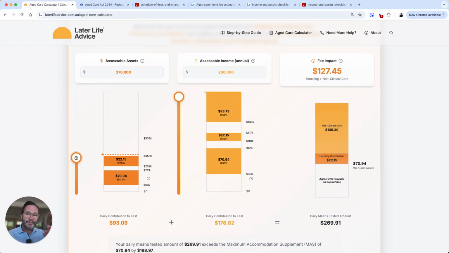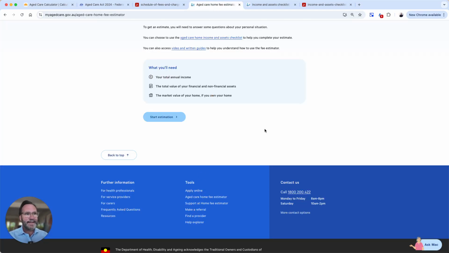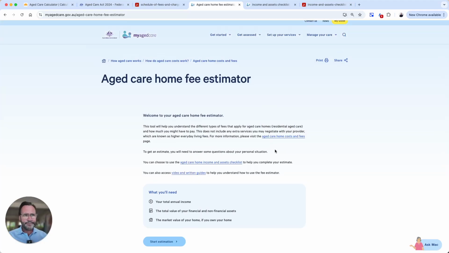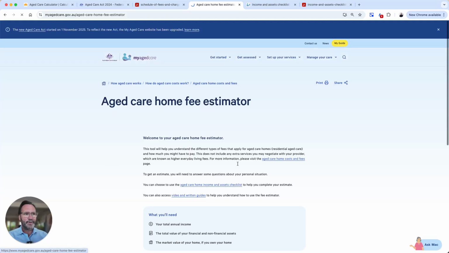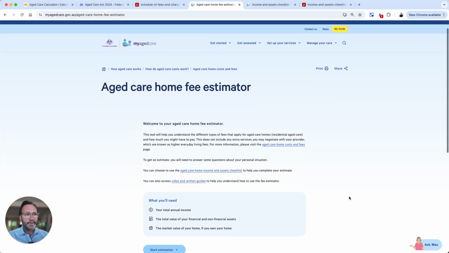However, to get to that position of understanding what assessable asset and income position need to be put into the calculator, we're going to use the My Aged Care Fee Estimator. Right. So looking at the estimator, which you can easily find by going to My Aged Care and going to the bottom of the page and clicking on Aged Care Home Fee Estimator, there's a couple of things I'd like to highlight that are important.